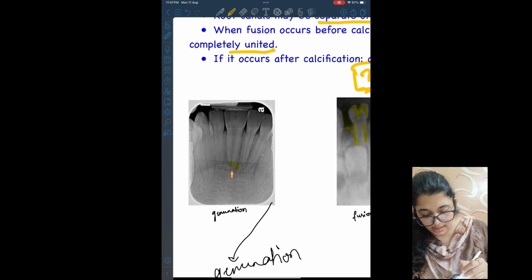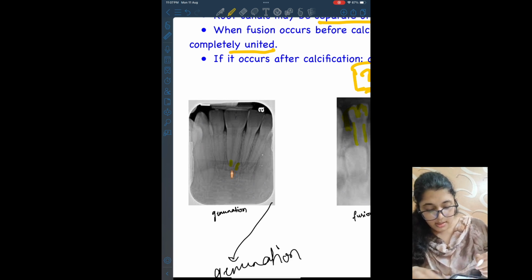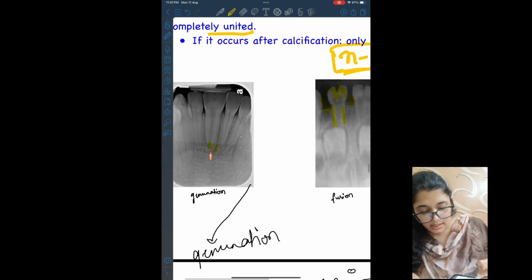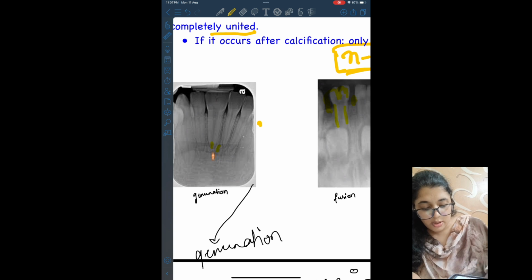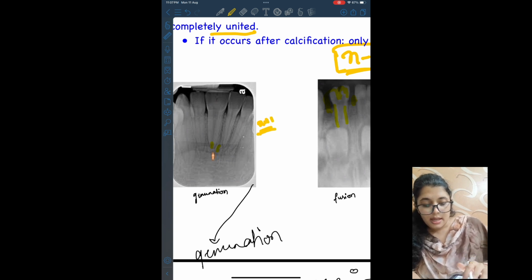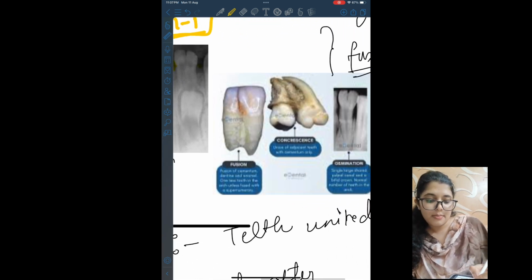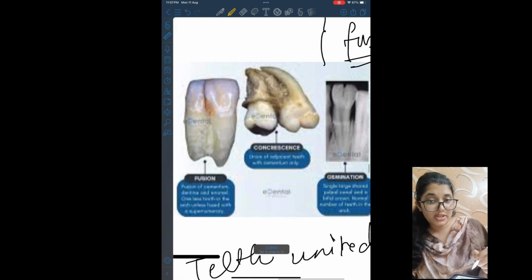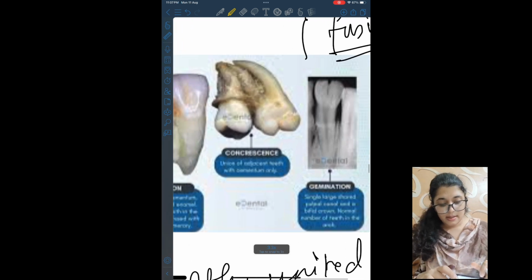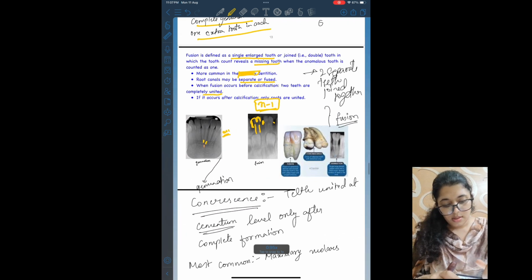This is an example of gemination. See here, it is joined at the level of the root as well as the crown, and as you count, it is n plus 1. More teeth will be present. This is fusion and this is gemination.